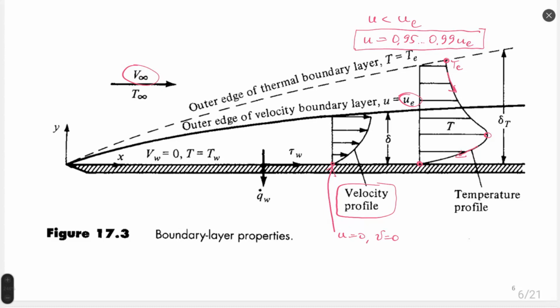Due to temperature difference, we have also heat flux. QW is a heat flux on the wall, right? Probably it's defined as watts per square meter, typical units, right? And due to presence of velocity gradient, we have shear stress, tau W, on the wall, maximum shear stress on the wall, because gradient of velocity has its maximum on the wall.